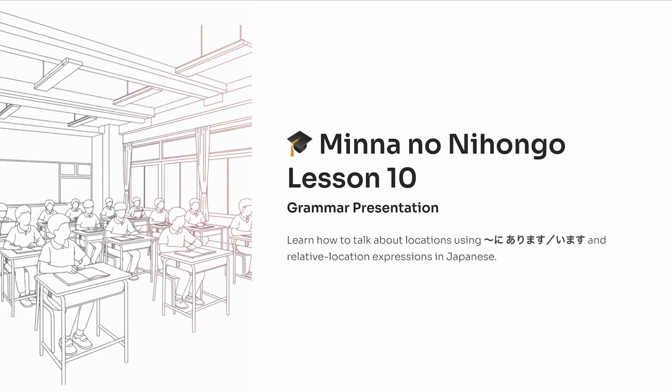These grammar patterns are used every day when giving directions, describing places, or simply talking about your surroundings. By the end of this lesson, you'll be able to ask and answer questions about where people and objects are naturally and confidently in Japanese. Let's get started.